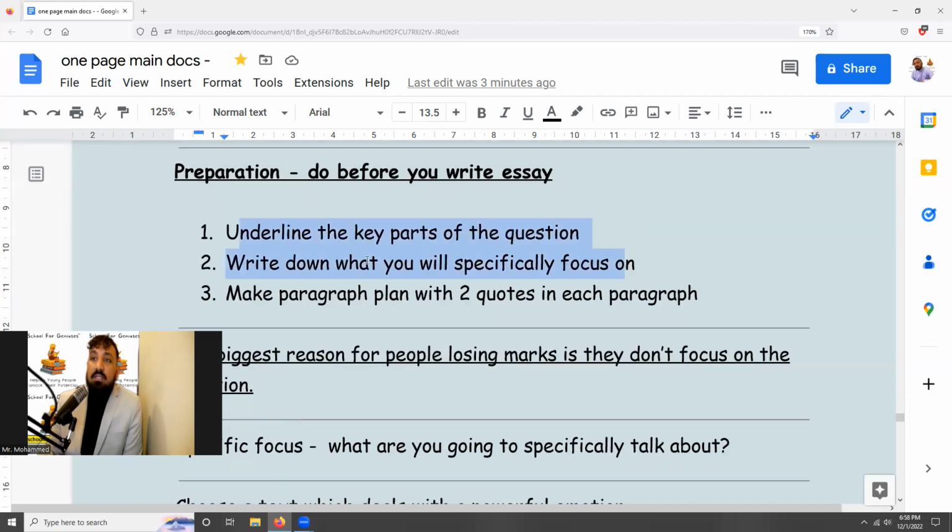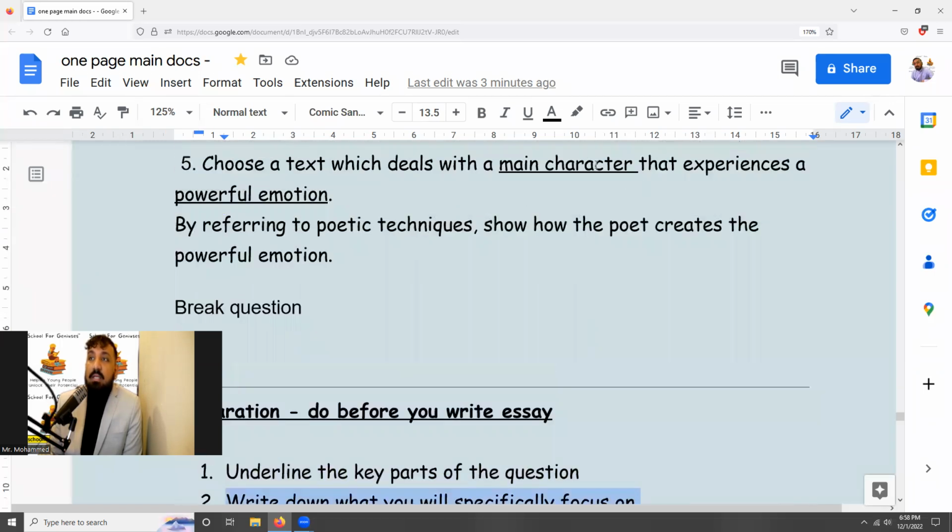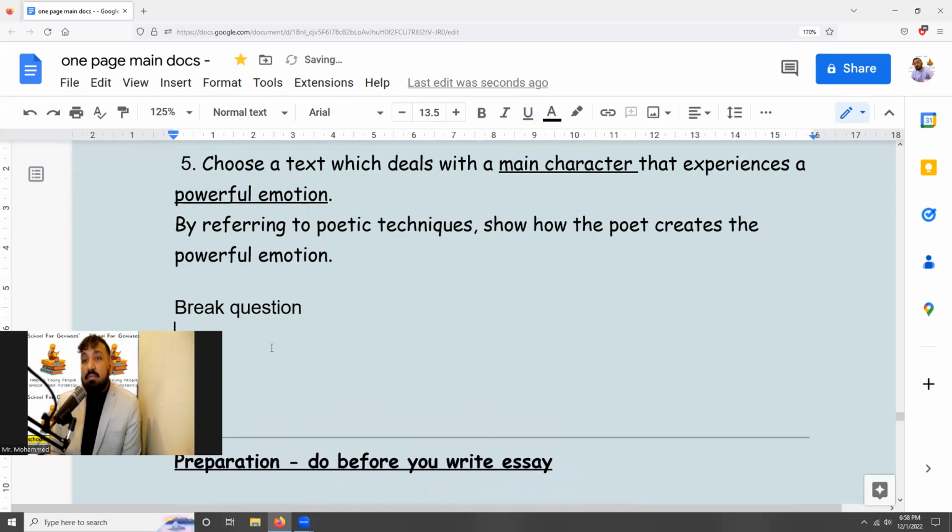So underline the key bits of the question, then write down what you will specifically focus on. All this means is just answering these two parts here. If we were doing, for example, The Great Gatsby, you would underline the question, and then you go like this: main character, that's going to be Gatsby. This is your planning, basically. On the scrap, you just say main character, Gatsby. Now you know this essay is going to be about Gatsby.